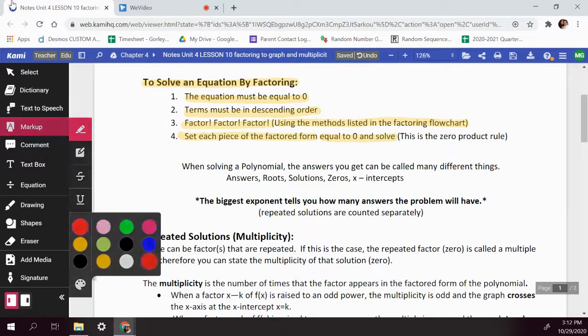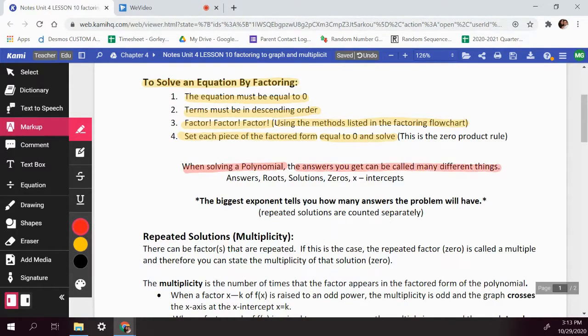Also, just keep in mind that when solving a polynomial, the answers can be called many different things. So sometimes I'll call the answers solutions or answers. Other times I'll refer to them as roots, zeros, or x-intercepts. All of these can be used interchangeably.